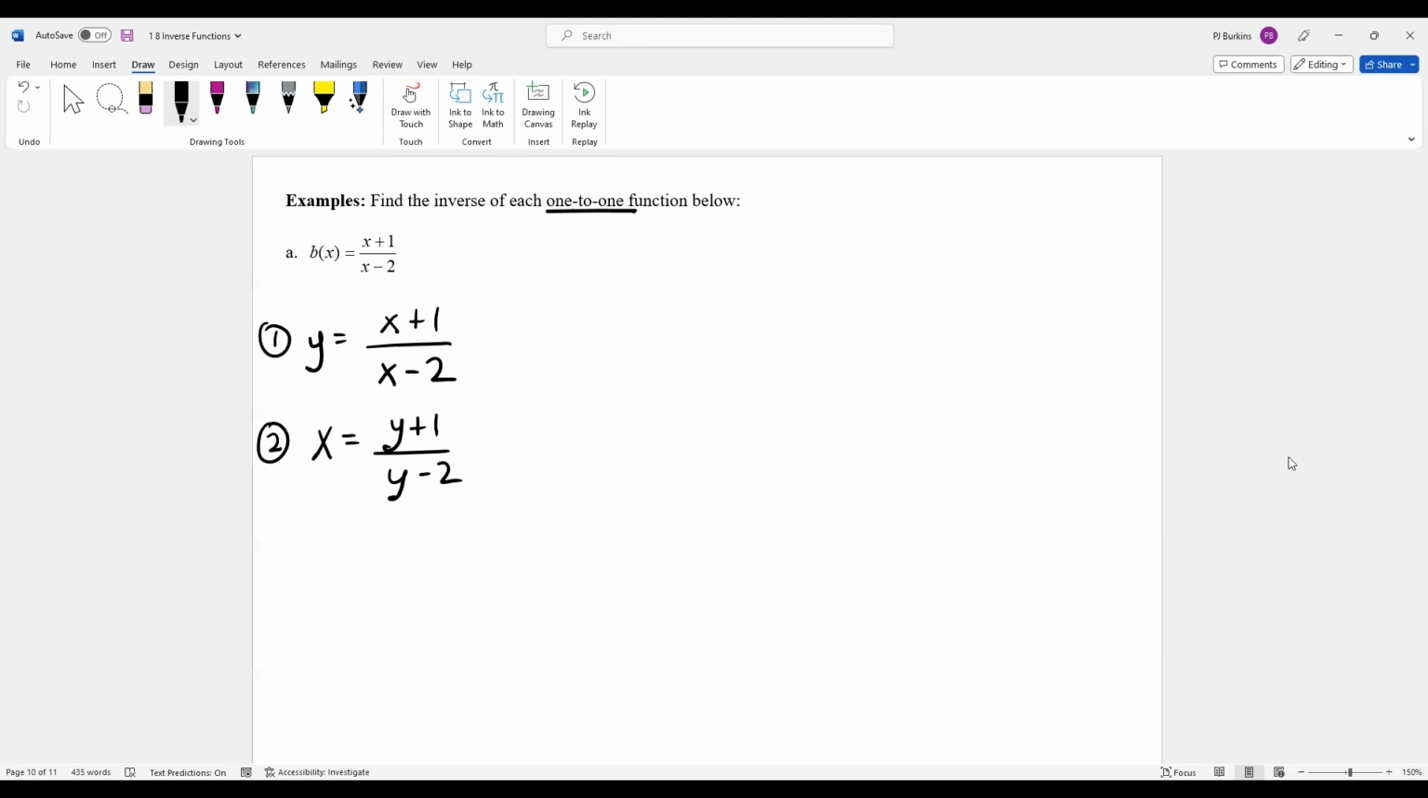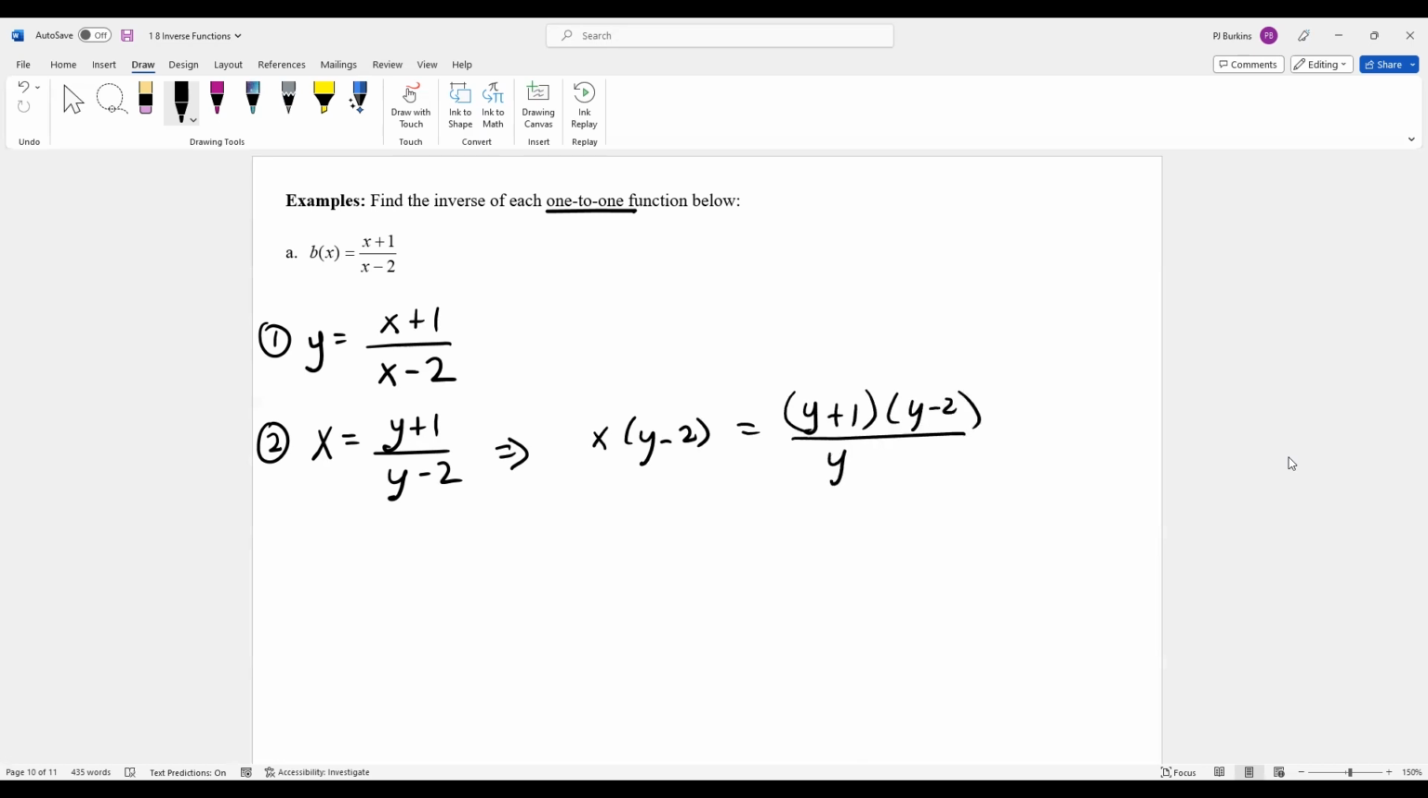Now, it was easy in the previous cases. It's not hard, but it's different for these. So a lot of people have trouble with how to solve this. All you have to do is multiply both sides by y minus 2. At least that's what we're going to start with.